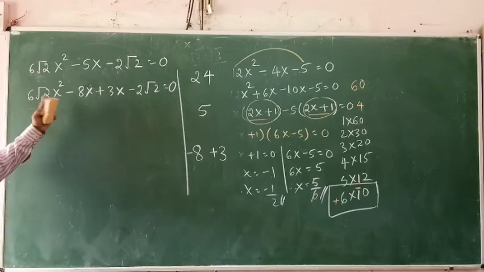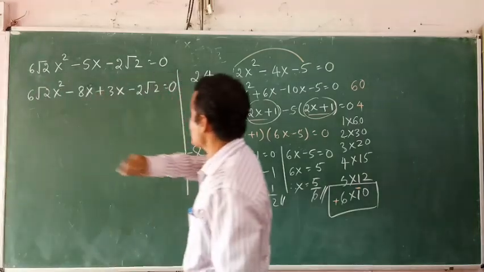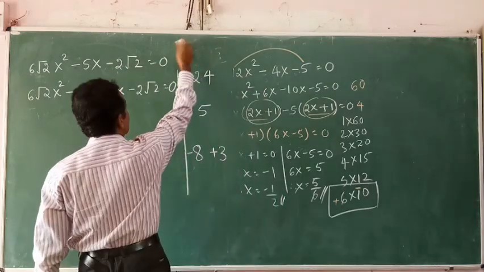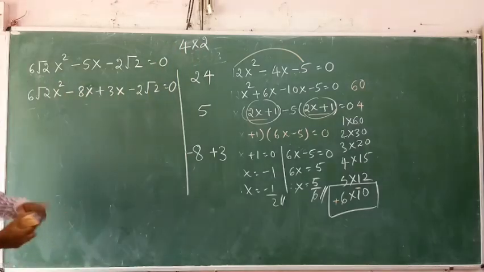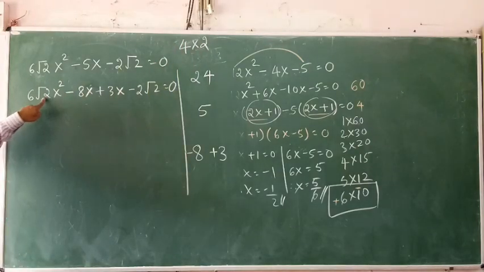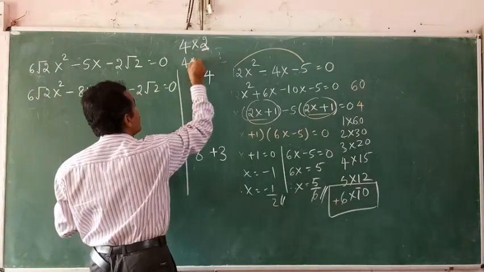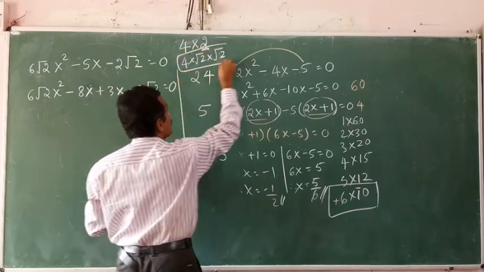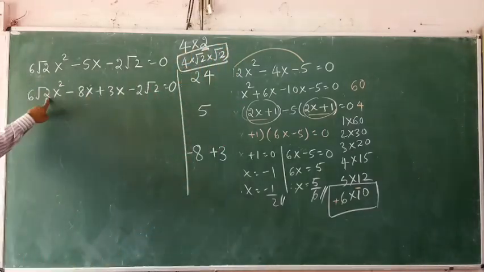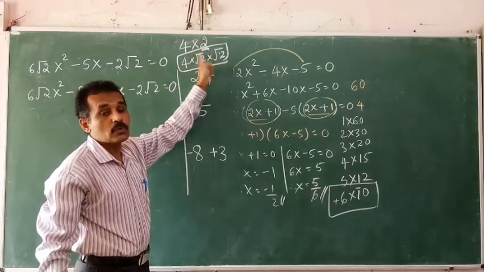Now, what we should take as common is very, very important. How to write 8? 8 can be written as 4 2s. Now, since here root 2 is there, this 2 again I will break as 4 into root 2 into root 2. This is the point you have to keep in mind. Since root 2 is here, this 2 I will break as root 2 into root 2.